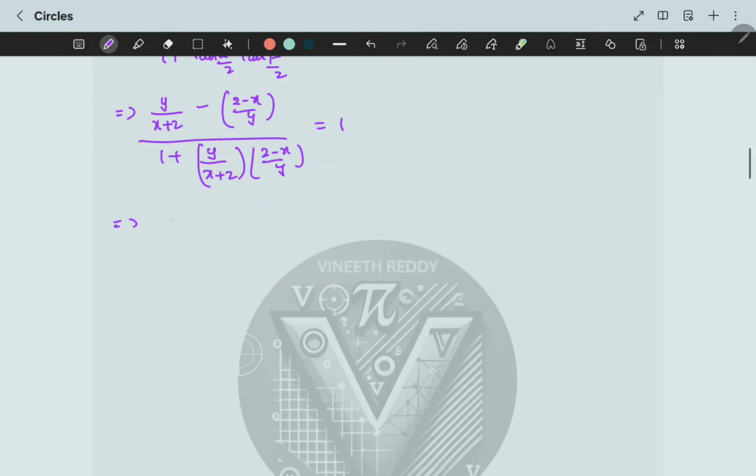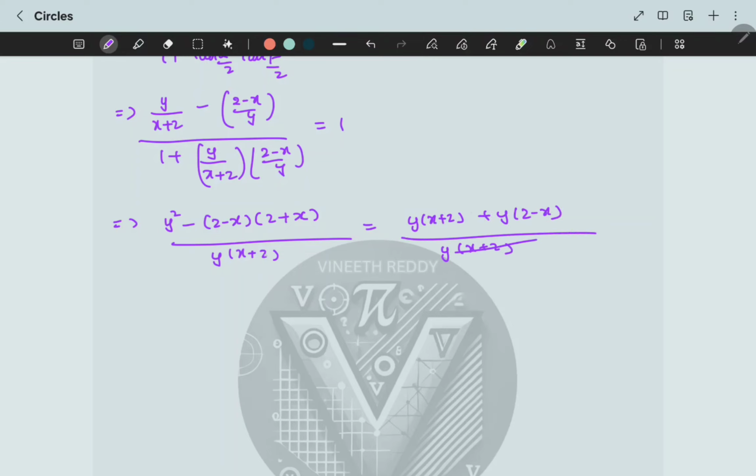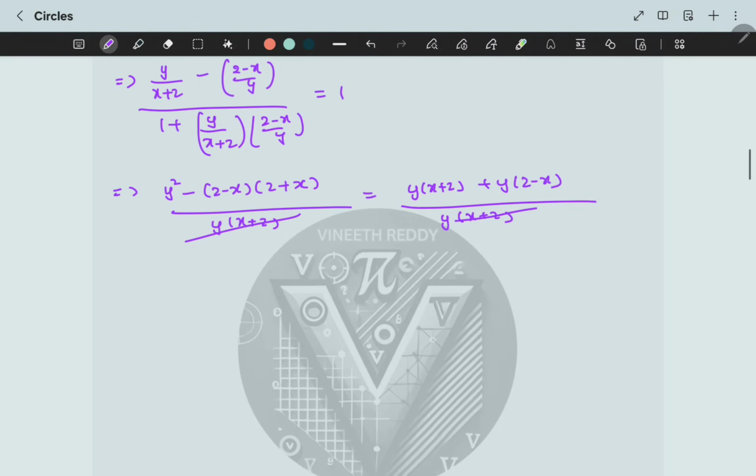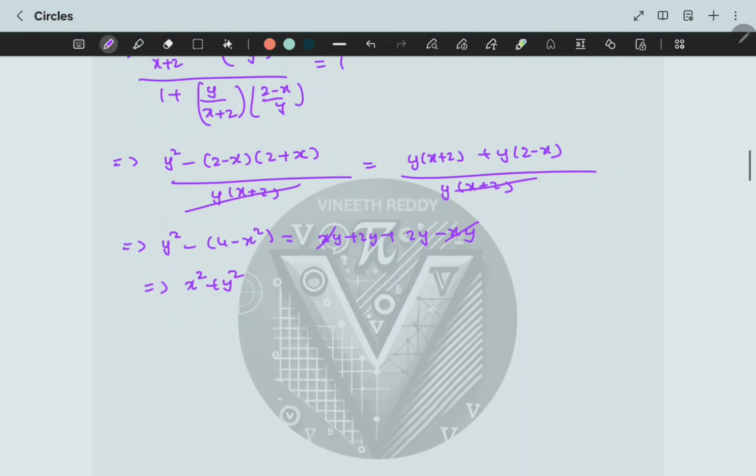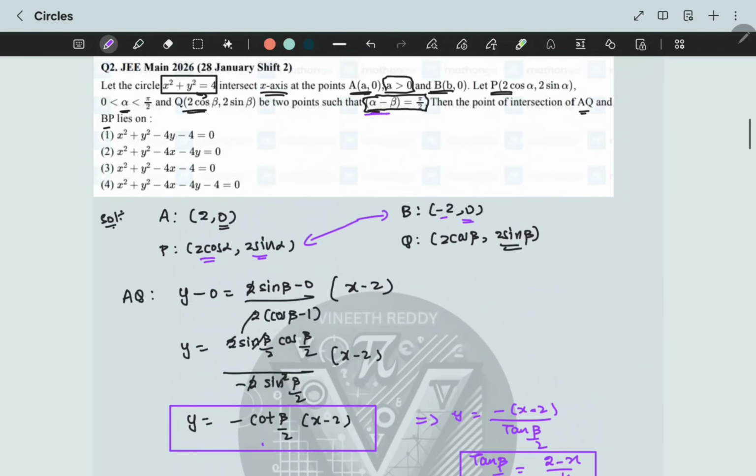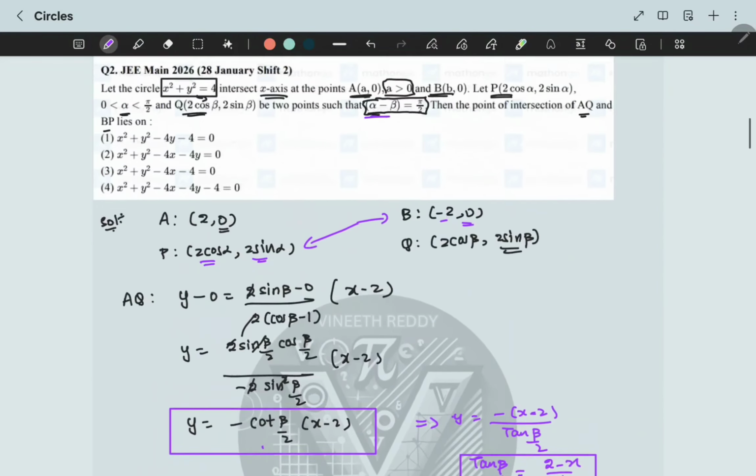Now cross multiply and simplify, I think we will get the answer. So we get y square minus 2 minus x into 2 plus x divided by y into x plus 2. That should be equal to y into x plus 2. I am cross multiplying y into 2 minus x divided by y into x plus 2. Now this and this get cancelled since y is not equal to 0 and x is not equal to minus 2. So we get y square minus 4 minus x square is equal to xy plus 2y minus xy. So this and this also get cancelled. Ultimately we get x square plus y square minus 4y minus 4 equals 0. So this should be the equation of the circle, x square plus y square minus 4y minus 4 equals 0. So this is the answer.